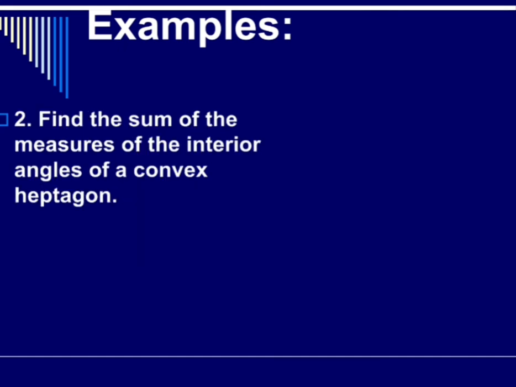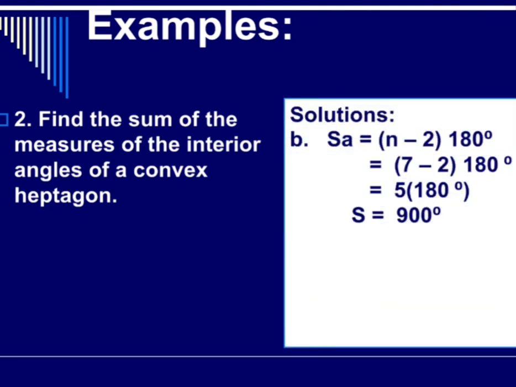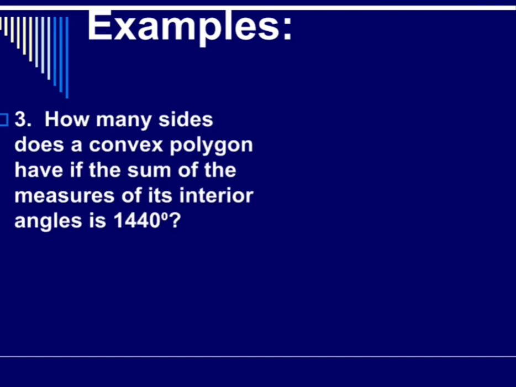Find the summation of the interior angles of a heptagon, which has 7 sides, so it will be 7 minus 2 times 180, which is 900. How many sides does the convex polygon have if the summation of the measures of its interior angles is 1440?